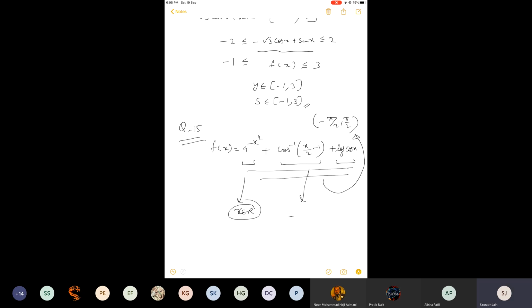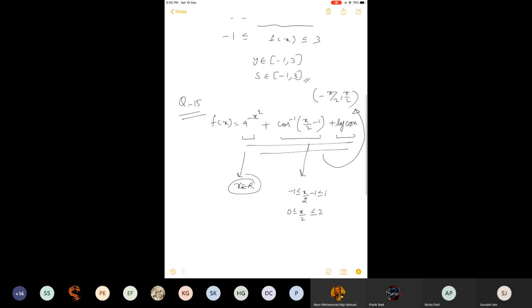Second one, we have already studied. This value should be between minus 1 to 1, because it is acting as x for cos inverse. Now from here we will actually find x. So we'll add 1 to each. After adding 1 to each, we'll multiply this result by 2. So this will be 0 closed to 4 closed.